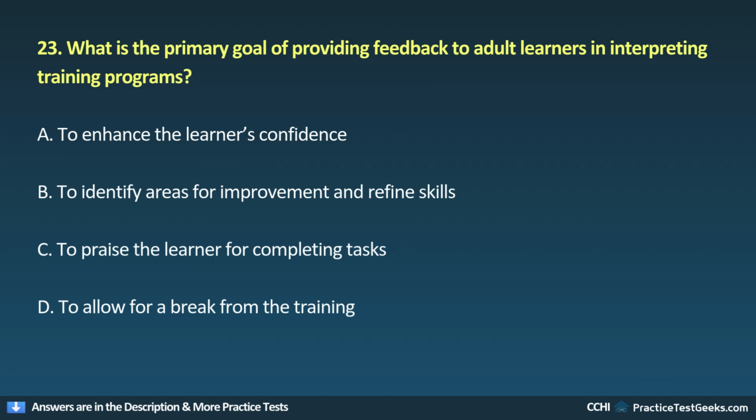23. What is the primary goal of providing feedback to adult learners in interpreting training programs? A. To enhance the learner's confidence. B. To identify areas for improvement and refine skills. C. To praise the learner for completing tasks. D. To allow for a break from the training.